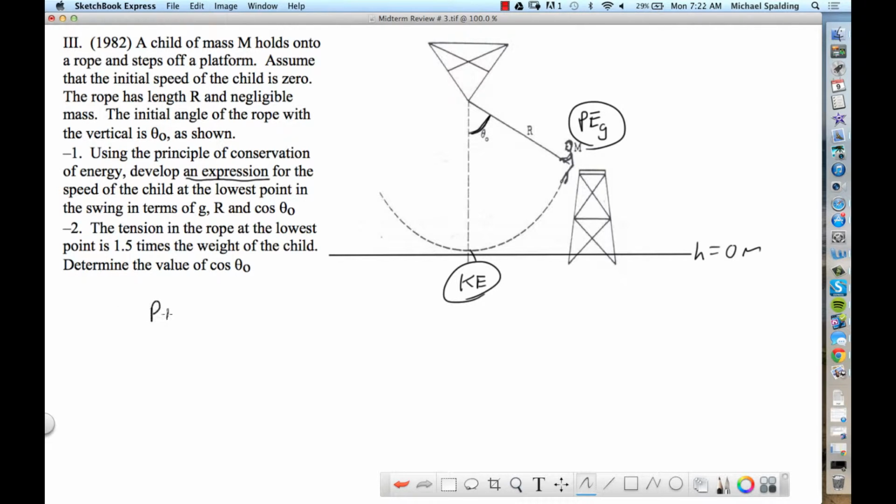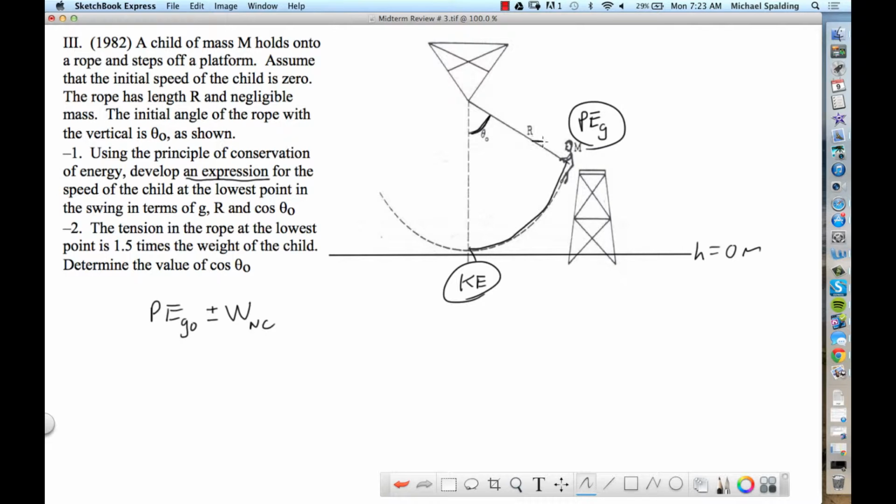So we go, potential of gravity, initial, plus or minus any work non-conservative. Remember that? What do we mean by a non-conservative force? Anything other than gravity or spring doing work. Is there anything other than gravity or spring doing work as the kid swings down?